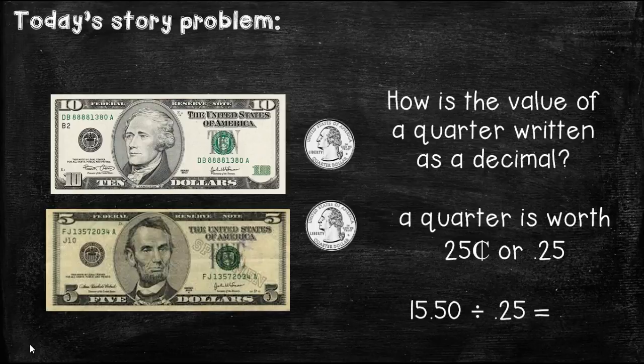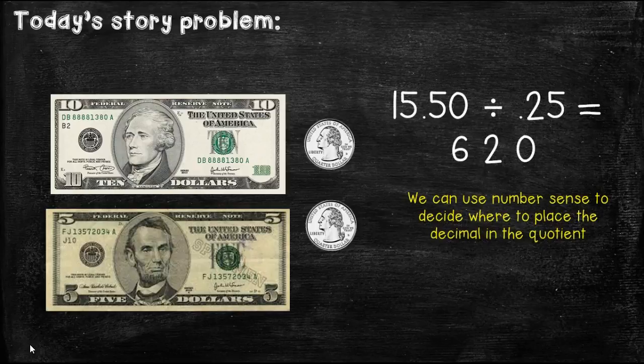So $15.50 divided by 25 hundredths equals a quotient with the numbers 6, 2, and 0. So we can use number sense to decide where the decimal is written in this quotient.